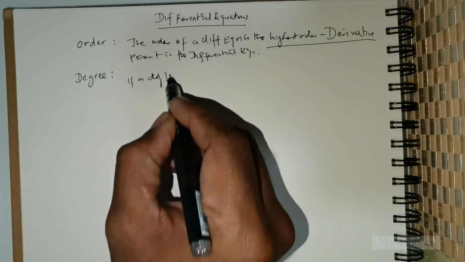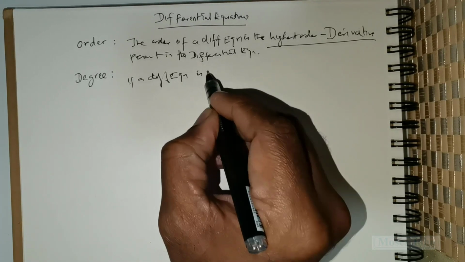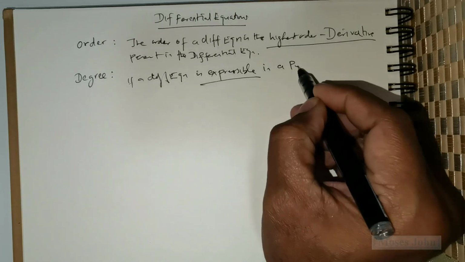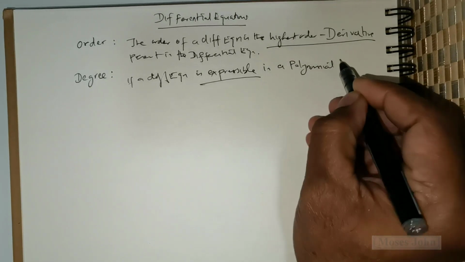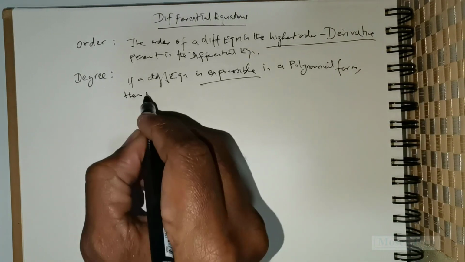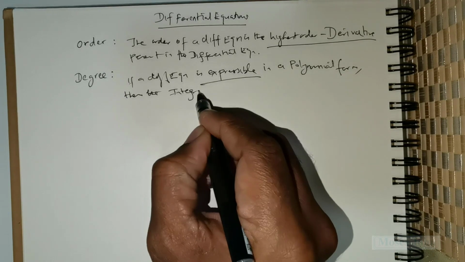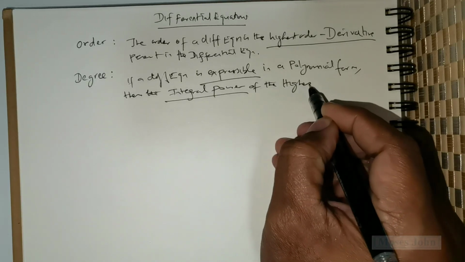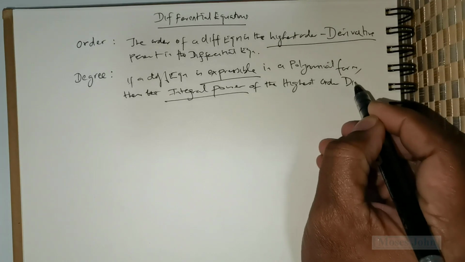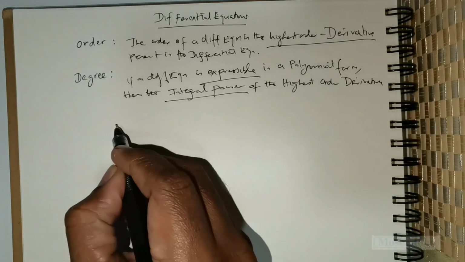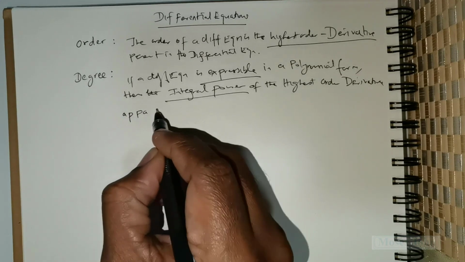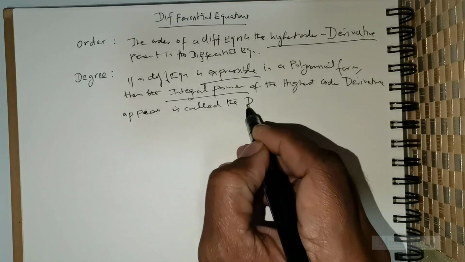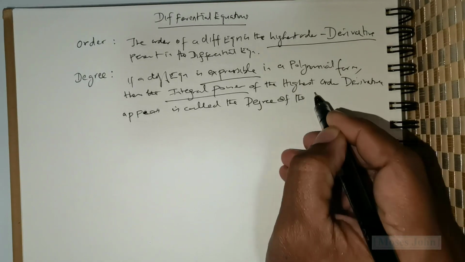If a differential equation is expressible, a very important word, is expressible in a polynomial form, then the integral power, the keyword is integral power, of the highest order derivative that appears, is called the degree of the differential equation.